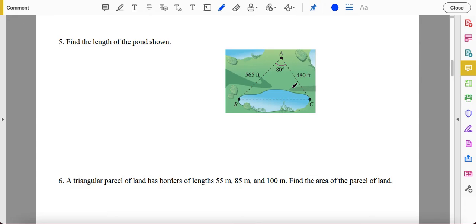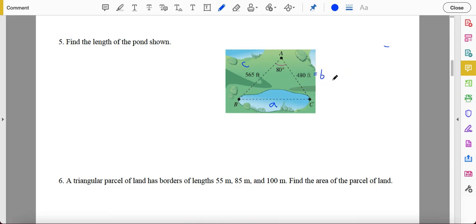So we have to find the length of the pond shown. For this one, it's kind of like a triangle application problem. The important skill you need here is to recognize that angles and the sides across from them are corresponding. By saying find the length of the pond shown, we're looking for the length of side A. Remember, if this is angle C, this would be side C, and if this was angle B, this would be side B.